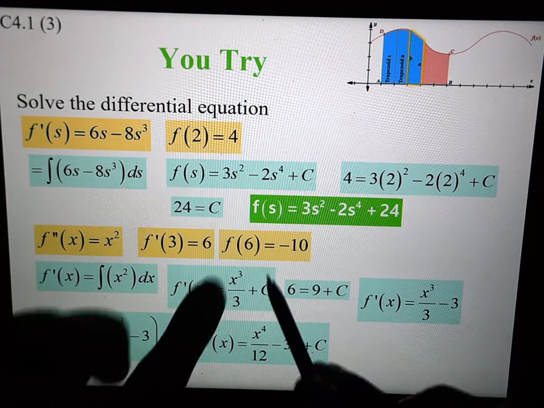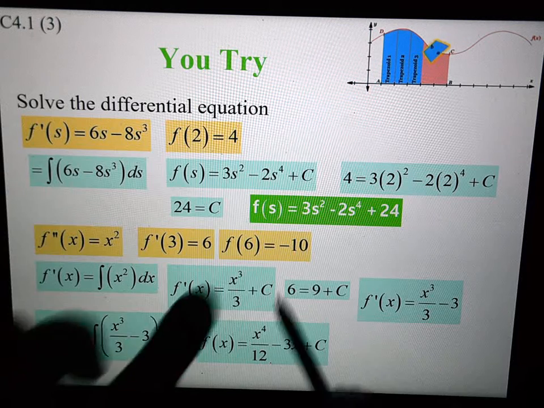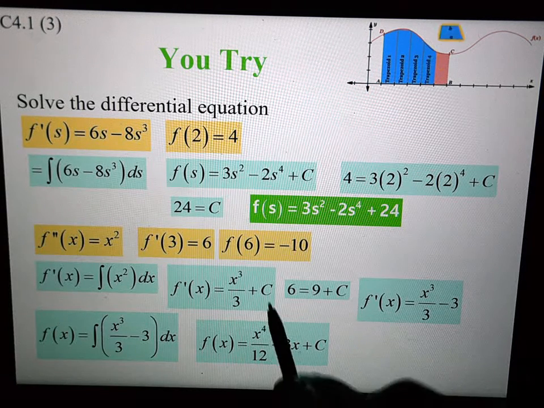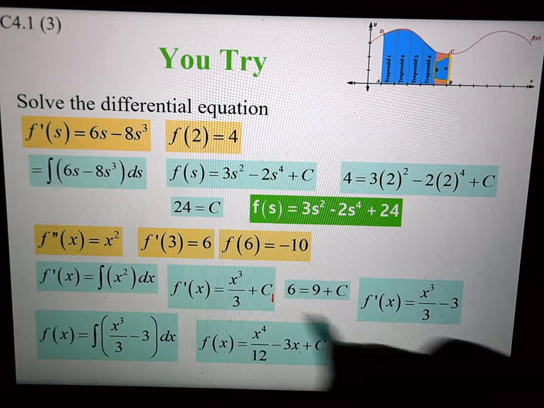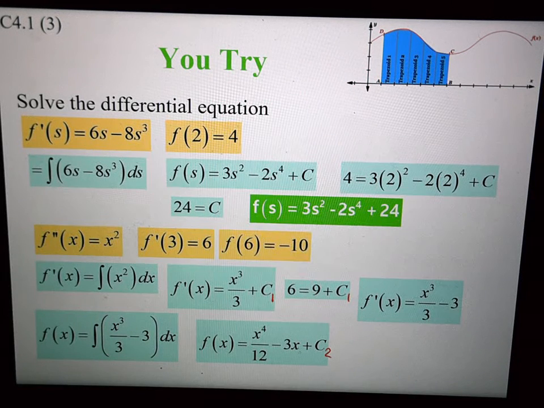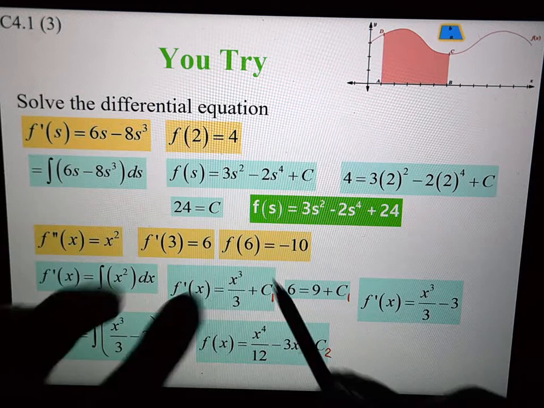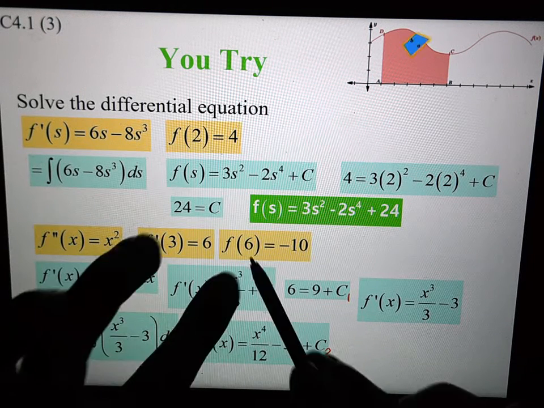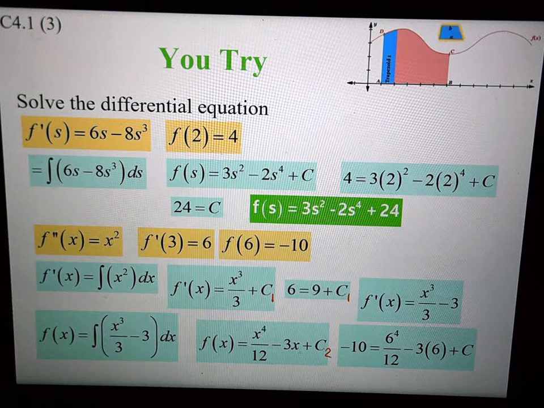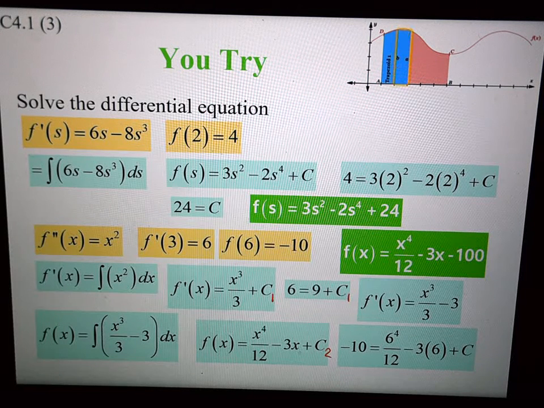And now I have a point on this function. This c is different than that c. If you are easily confused, you may want to call this c1 and that a different one, c2. Plug in your 6 into your x. Plug in your negative 10. You might want to use a calculator. This one's kind of a big one. You get that c is negative 100, and now you have your original function.